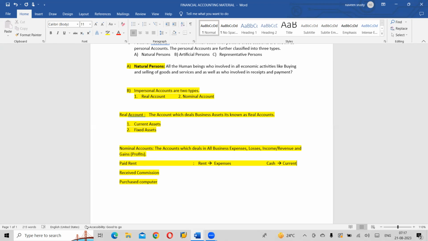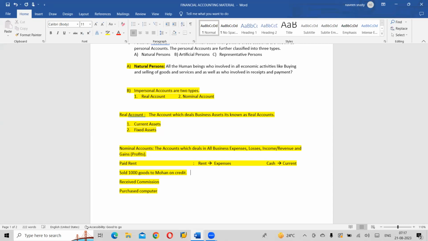For example, sold 1,000 rupees worth of goods to Mohan on credit. So how many accounts are there in this? Personal account and sales account. Sales comes under revenue account, it's a revenue. Revenue comes under nominal account, correct? Income and revenue.